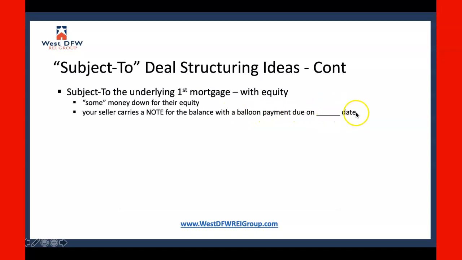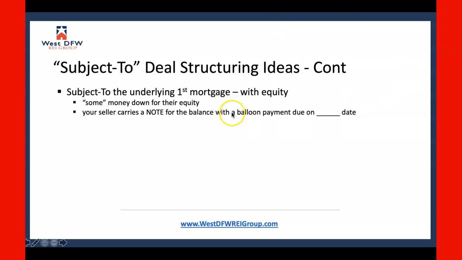So your seller's going to carry that note for the balance with a balloon payment due on such and such date. It's important that you pay attention to this balloon payment date, because you don't want to be owing $40,000 and there's not enough equity in the deal. Or, if there was a huge spread in this house, you could probably get private money or even a conventional loan to pay this equity.